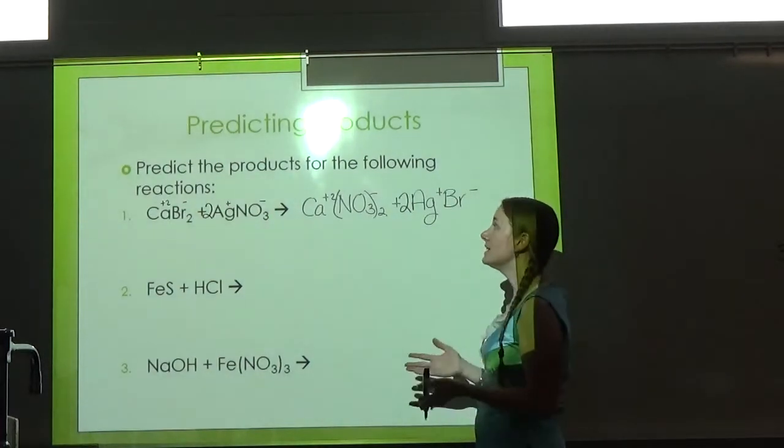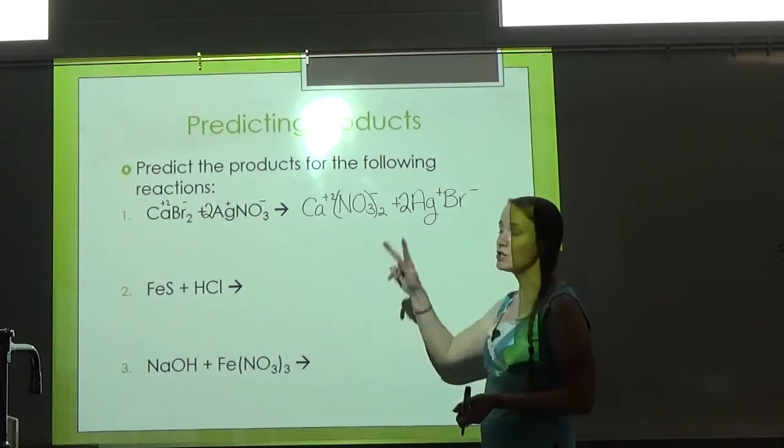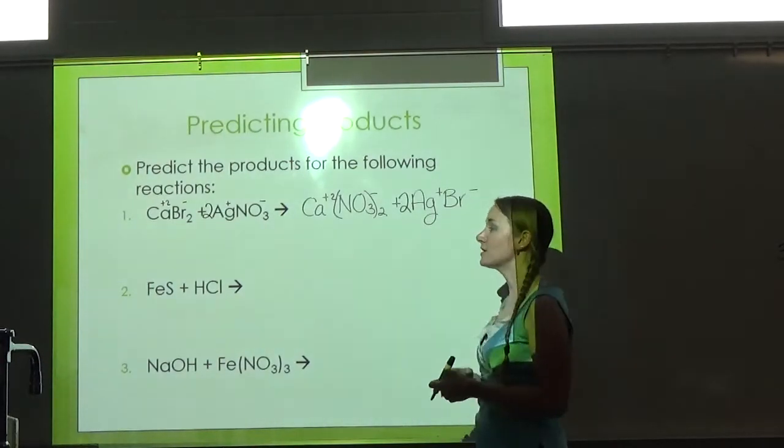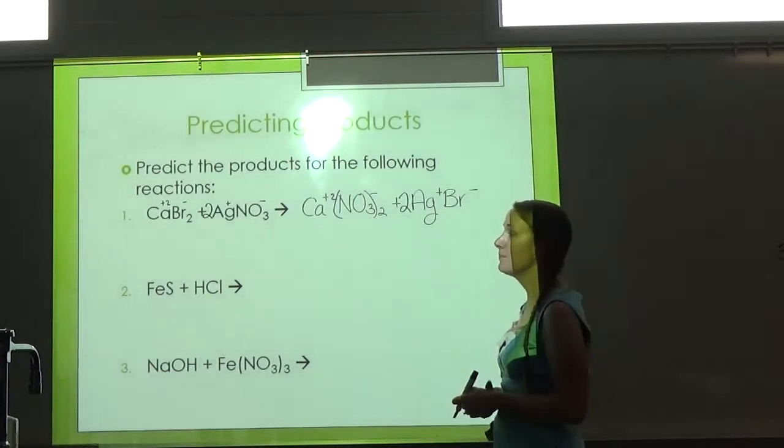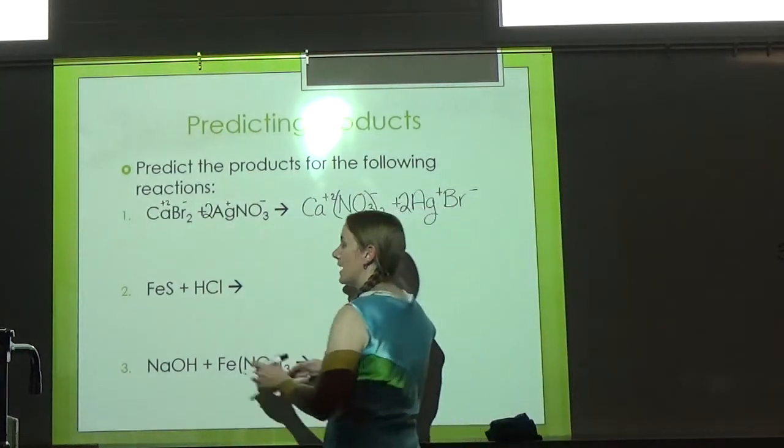So the problem is remembering to balance your charges, making sure the positive is first, and not accidentally bonding the 2 positives. There's lots of little things you've got to remember to do these. Double displacement are the ones that people have the most trouble with. Alright, so now let's look at our second one.